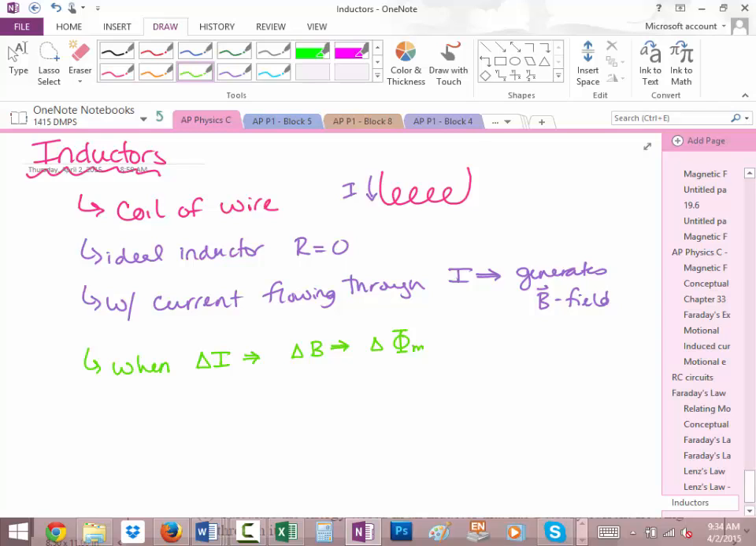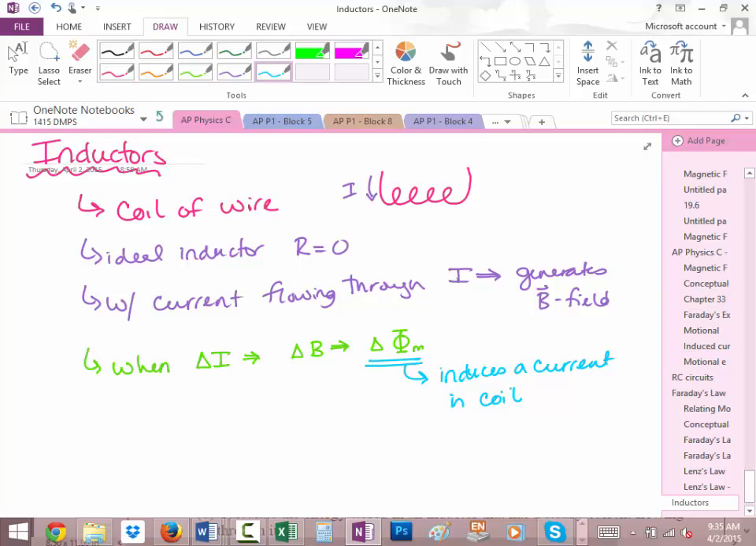Force. What happens? What's that? It does. It creates, or the fancy word for that is induces, a current. So by having that change in flux, because you have a change in current, that changes the flux, and that induces a current in the coil.